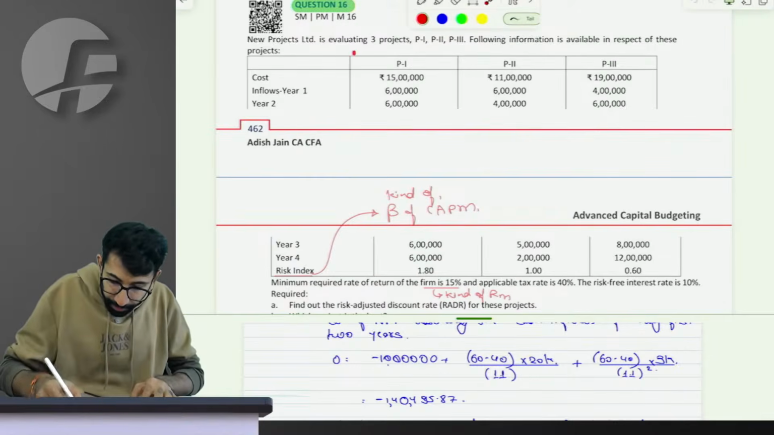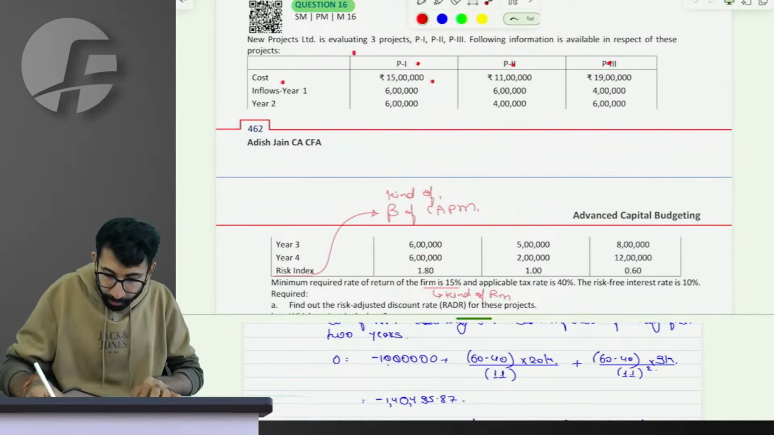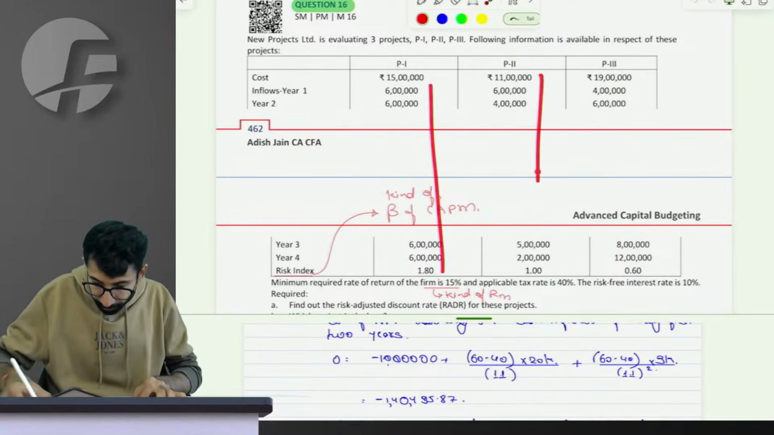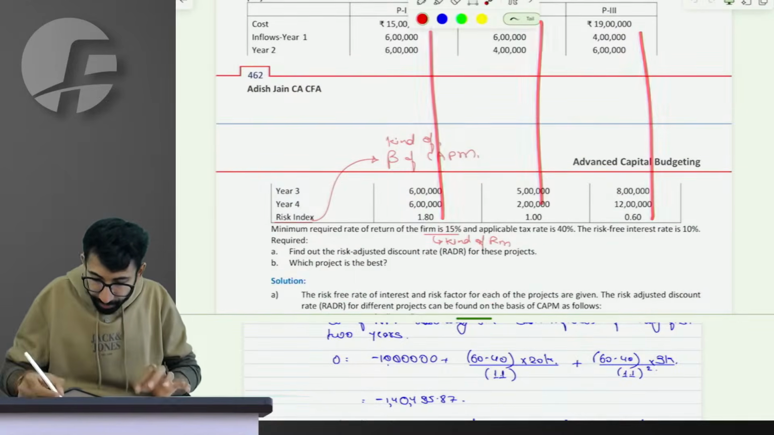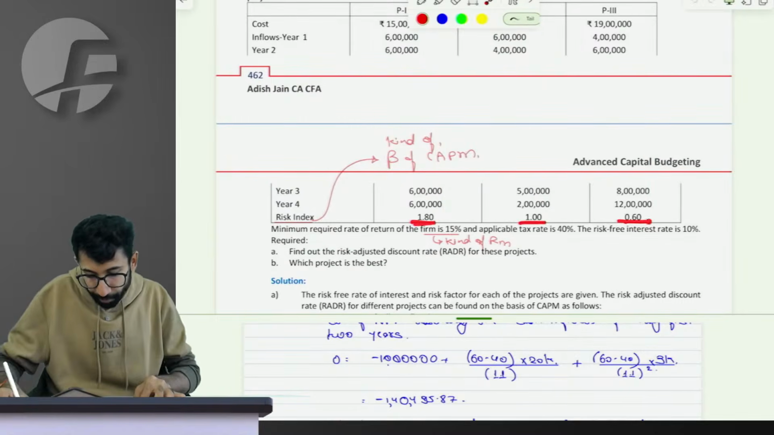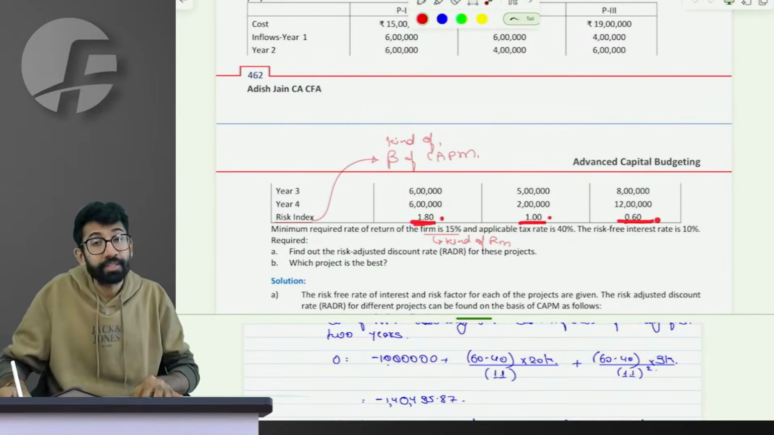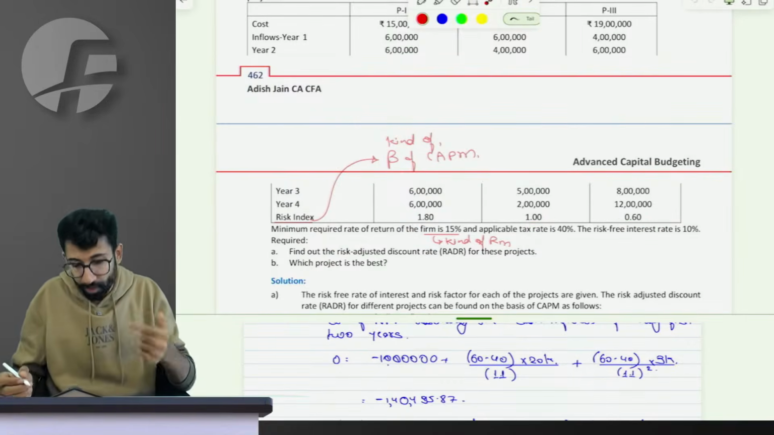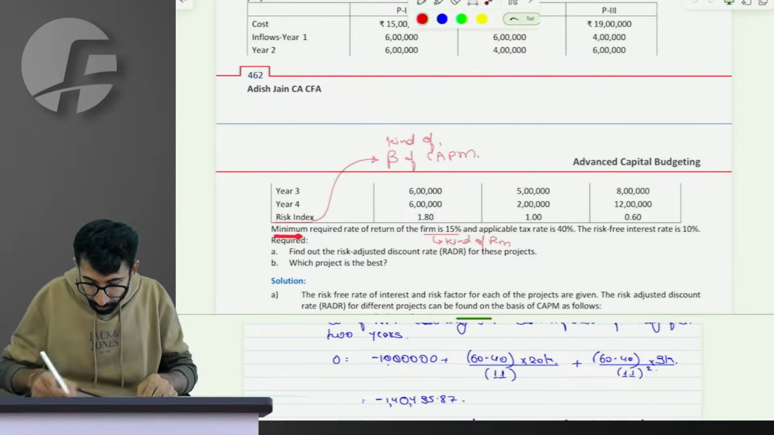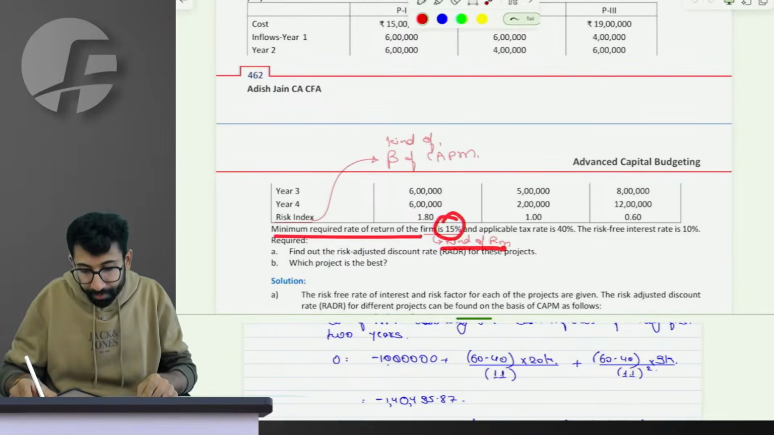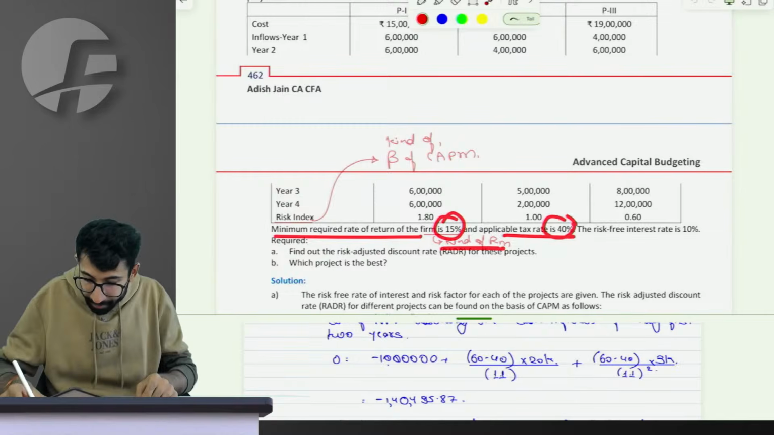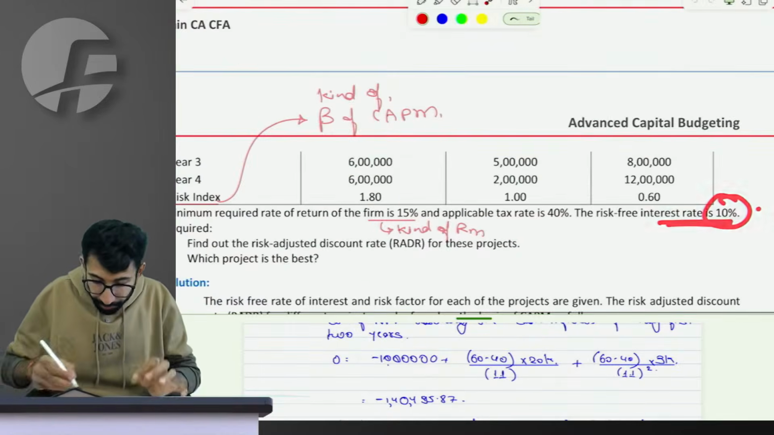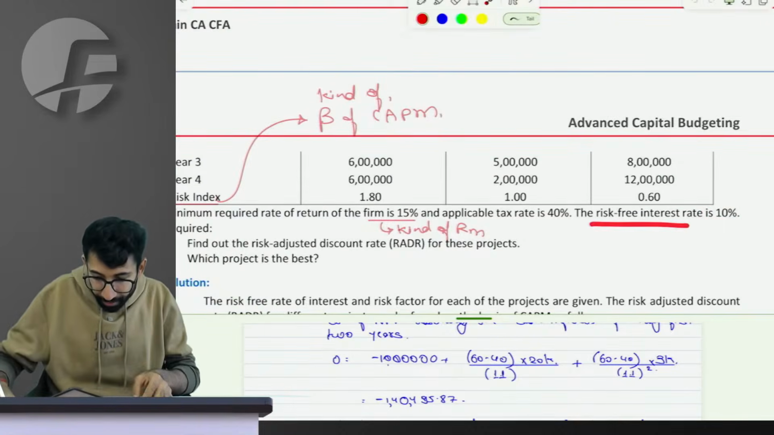Suppose there are 3 projects, P1, P2, P3. The cost involved is 15, 11, 19 lakhs. The inflows for the next 4 years for the respective projects are given to us. The risk index is 1.8, 1 and 0.6. Sir, what do you mean by risk index? In this question, they have assumed risk index to be beta. Sir, what kind of beta? Let me tell you. The minimum required rate of return is 15%, and the applicable tax rate is 40%. The risk-free rate is 10%. So please let me tell you, RF is 10%.